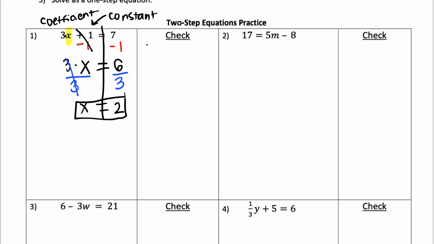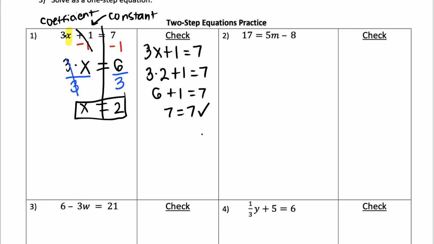Down here, I'm going to check it. I'm going to rewrite my entire equation, so 3x plus 1 should equal 7. And I'm going to replace my x value with the number that we just got as a solution. We got 2 for x, so 3 times 2 is 6. 6 plus 1 makes 7. So therefore, that is a true statement, and our solution of x equals 2 is correct.